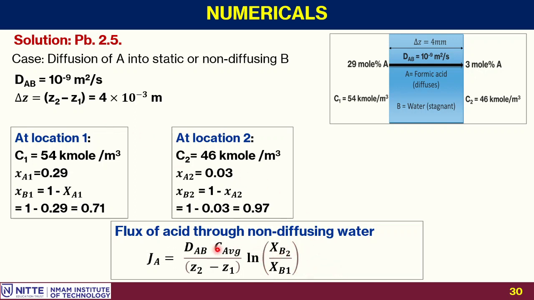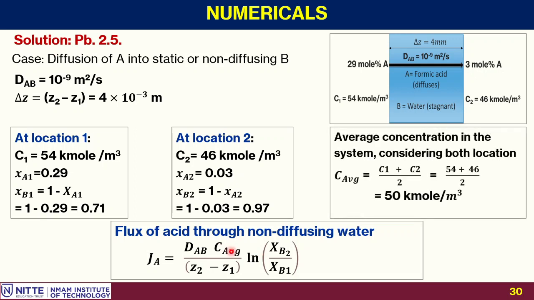But the question is, what is C average? As I told you in case 1, we had considered the gas case in the previous problem, and average concentration we had taken as P by RT, right? There I told you that for liquid we will not do like that, we'll take the concentration average. Right now the concentration on one side and the other side is given to us. C1 and C2 are given to us. So we'll make use of that as an average. 54 plus 46, we'll take the average, substitute and calculate the value.